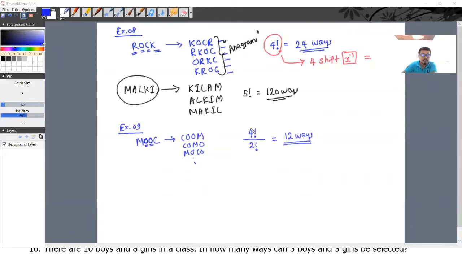In factorials, we can't cancel these figures. What happens if you cancel 4 by 2? You may say 2 factorial, which is 2. That is wrong. Remember that, we can't cancel like this and get the answers when we have factorials. So 4 factorial divided by 2 factorial should be 12. 12 ways are there.